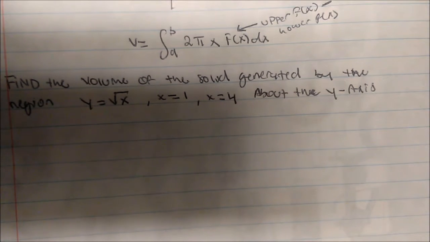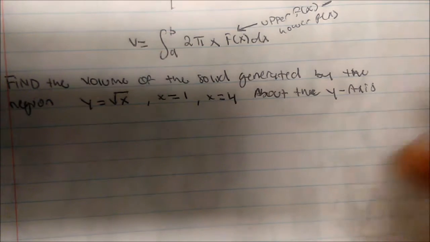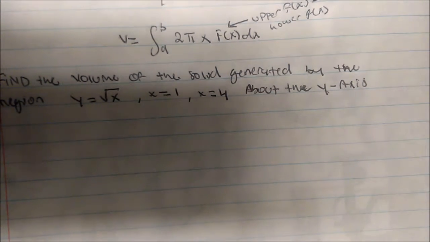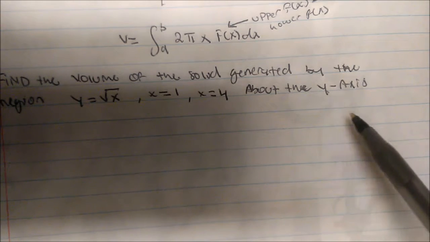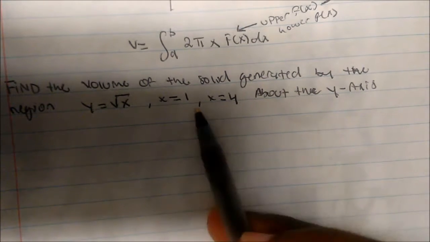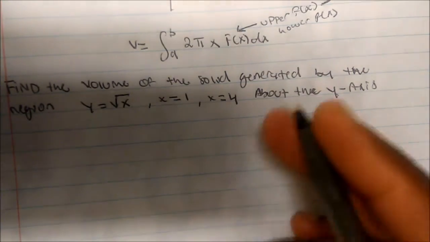Okay, so let's look at the problem. So I have this problem here. It says find the volume of the solid generated by the regions where y is equal to the square root of x, x is equal to 1 and x is equal to 4, about the x-axis. So we know that we're rotating around the x-axis, so therefore integration must be in terms of x. It's always the opposite. And so for this one, it's a bit simple. We're already given the limits of integration, and we're given a function.